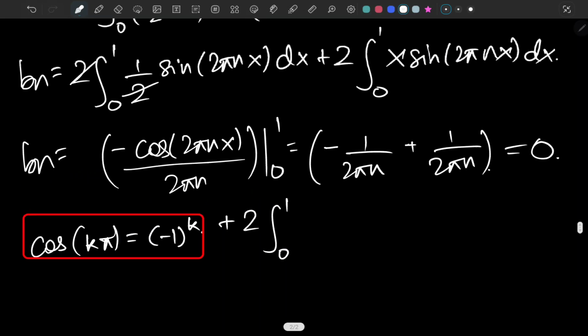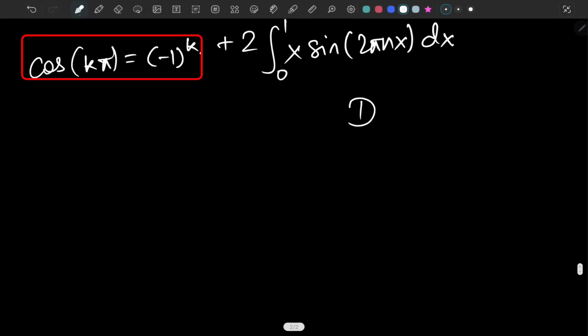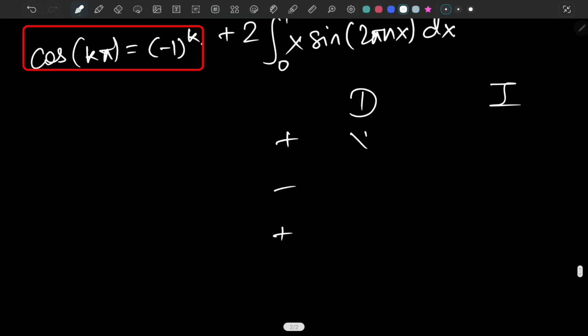Oh, it's not over yet, and we have this second integral, that is the integral from 0 to 1, 2 times x times sine of 2 pi nx dx. For this integral we are just going to use our DI method, which is quite convenient, and I think I'm going to use it 3 times in order to get rid of any kind of integral. So differentiating x and integrating sine of 2 pi nx.